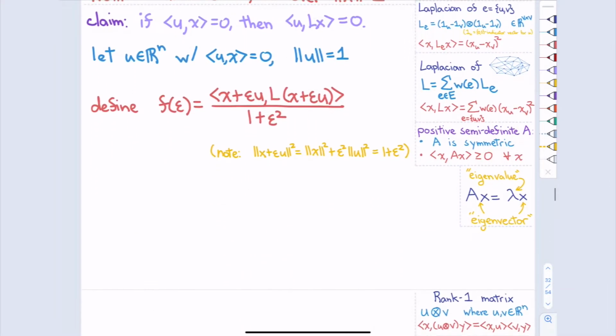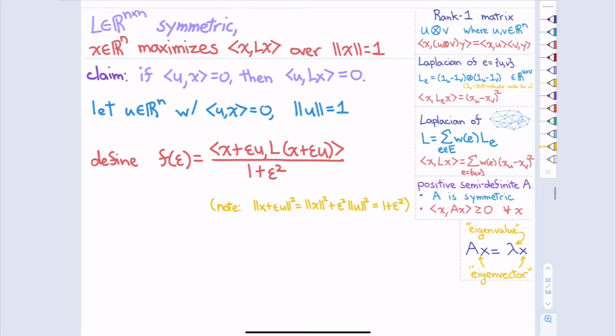So we want to show that if u is orthogonal to x, then u is also orthogonal to Lx. To this end, we're going to do some calculus and that'll prove it. There are different ways to prove it, but let u be orthogonal to x and also have unit length. And let me define this function f of epsilon, which is L of x plus epsilon u, over the square root of 1 plus epsilon squared.